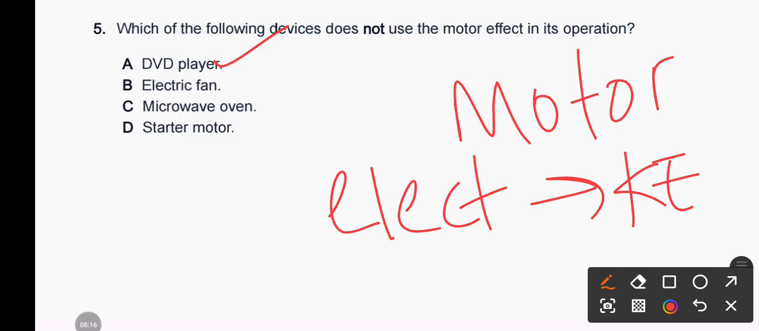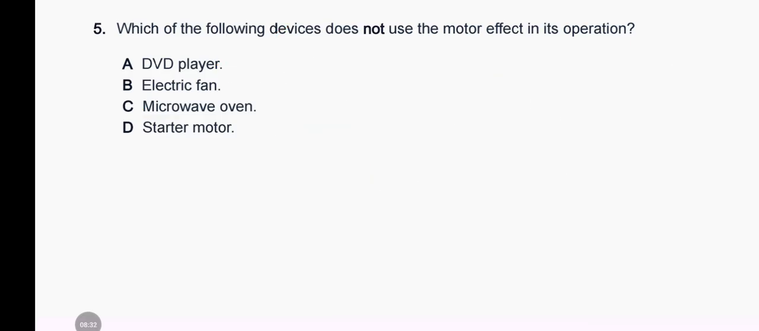So a DVD player does convert electrical energy to kinetic energy. An electric fan as well does the same. A starter motor also does the same. The only one which does not do this is the microwave oven. So here my answer is option C.